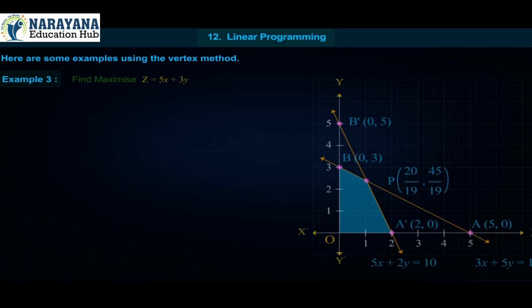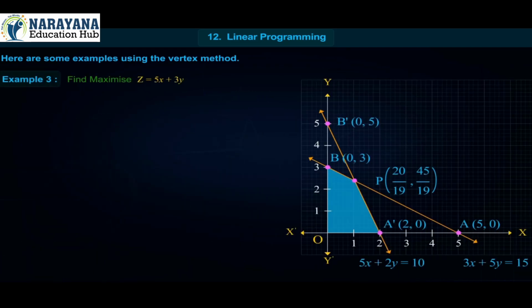Example 3. Maximize Z is equal to 5x plus 3y subject to 3x plus 5y is less than or equal to 15, 5x plus 2y is less than or equal to 10, x is greater than or equal to 0, y is greater than or equal to 0.